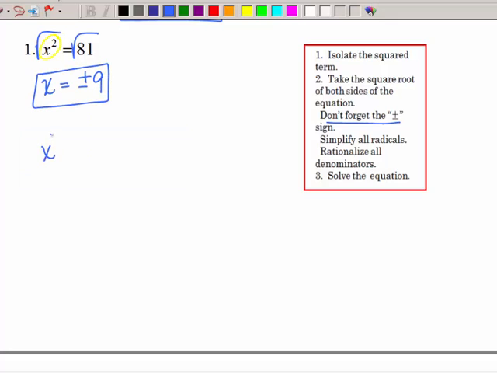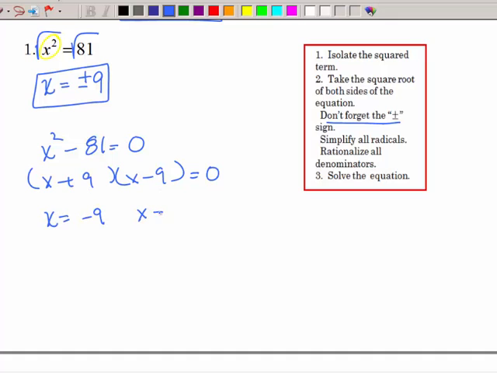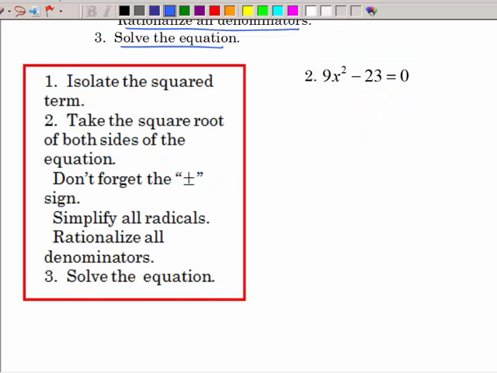Now if you were to have set it equal to 0 and factored it and set each factor equal to 0, you would have gotten -9 and +9. And so this is a little bit less steps. Again, it only works when you have just a squared term. All right, let's look at the second example.